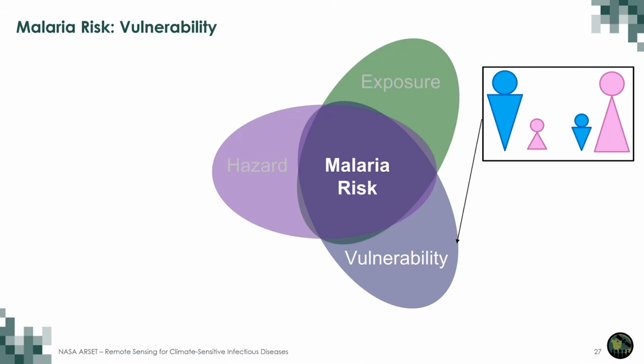That brings us to the last component, vulnerability. And vulnerability really addresses two main questions. The first one is, why are some people more likely to get sick? And that one is less likely to be answered with the Earth observing data because it has something to do with the immunity and other components. But the second one, why is it harder to get treatment, is very much, at least in part, answerable using remote sensing data.